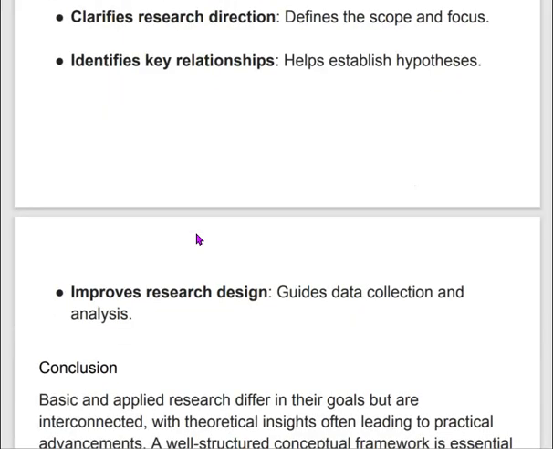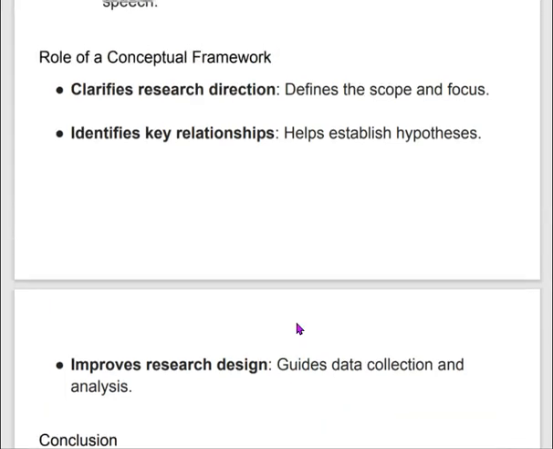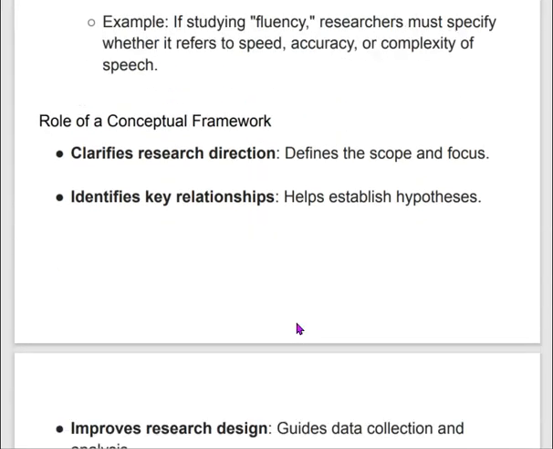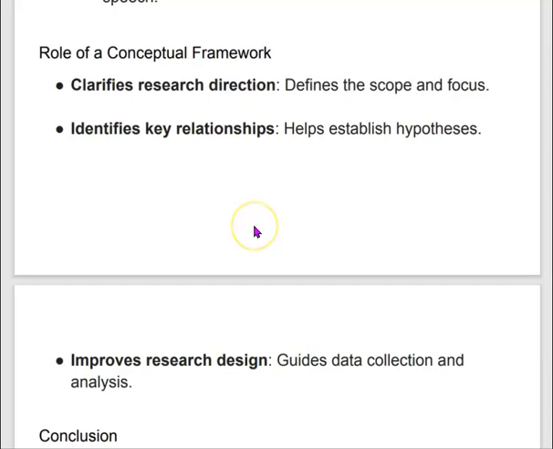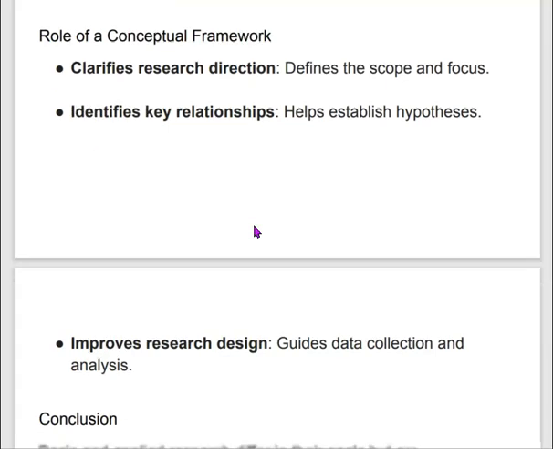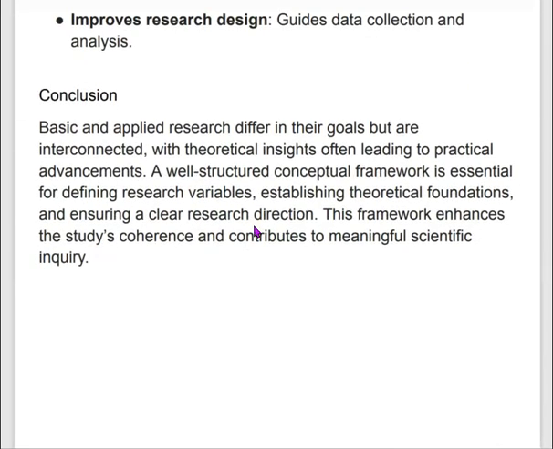What is the research design? How are you gathering the data? How are you analyzing the data? All of this, the conceptual framework, is helping us in clarifying the research direction, identifying the key relationships, and improving the research design. So basically the conclusion is, basic and applied research are different, but they are connected with theoretical insights, often leading to practical advancement.